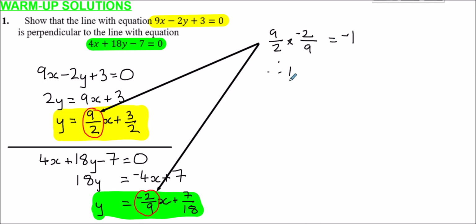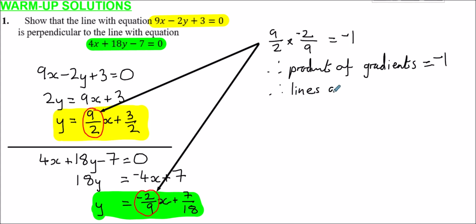So therefore, the product of the gradients is equal to negative 1. So therefore, in other words, the lines are perpendicular to each other as well, just for added clarity. I'm not sure if I needed to put that, it's probably clear enough, but I'll add it in anyway. That's question 1 sorted.